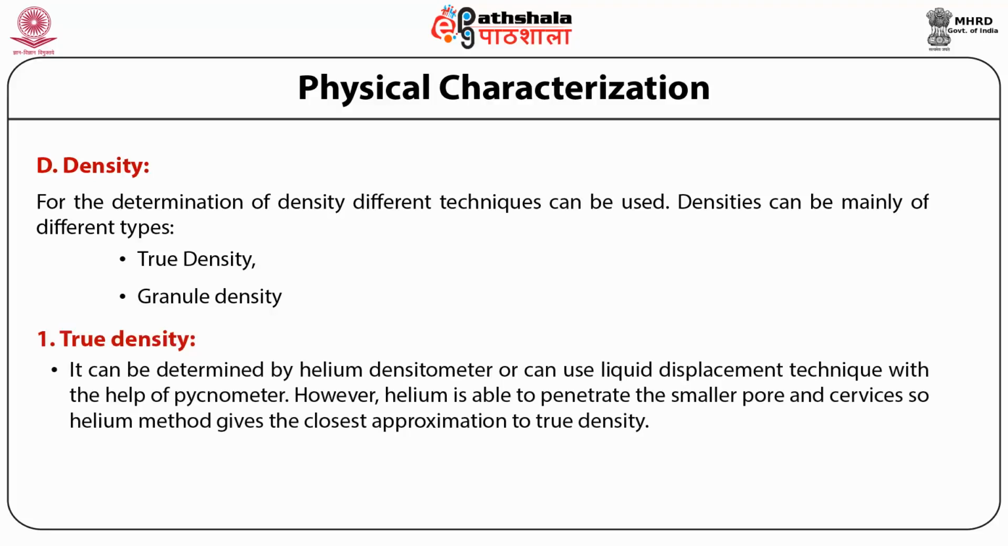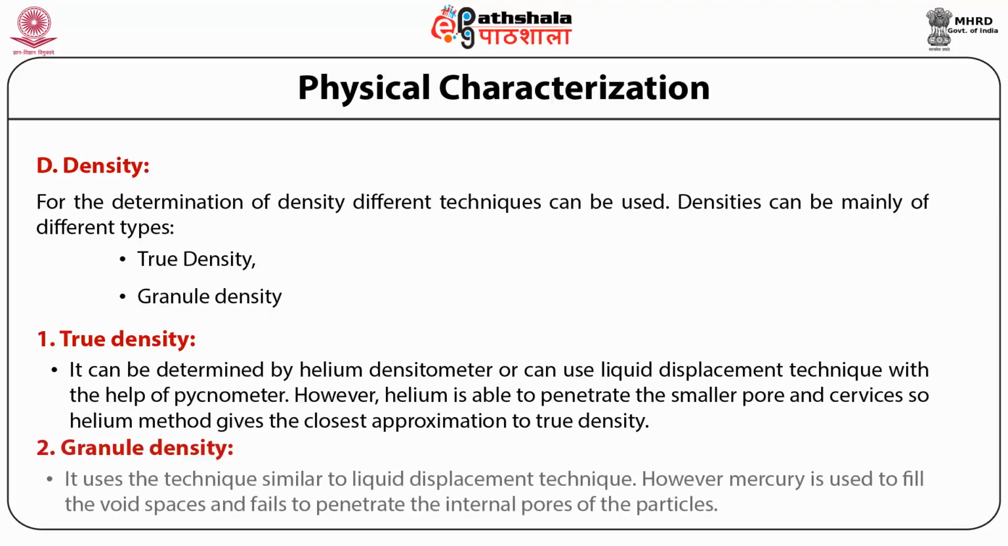It can be determined by helium densitometer or by using the liquid displacement technique with the help of a pycnometer. However, helium is able to penetrate the smaller pores and surfaces, so the helium method gives the closest approximation to true density. Next is granule density. It uses a technique similar to the liquid displacement technique. However, mercury is used to fill the void spaces and fails to penetrate the internal pores of the particles.